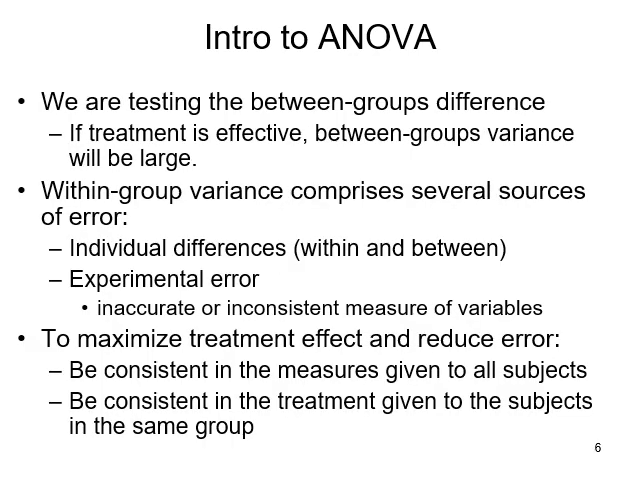So we are testing the between groups differences. If the treatment is effective, the between group variance will be large. The top of the equation will be the larger number. The within group variance comprises several sources of error: individual differences both within and between, and experimental error, inaccuracies, inconsistencies, measurement problems with the variable.